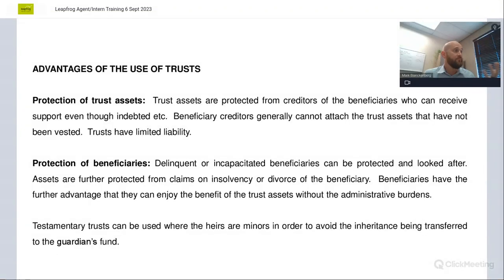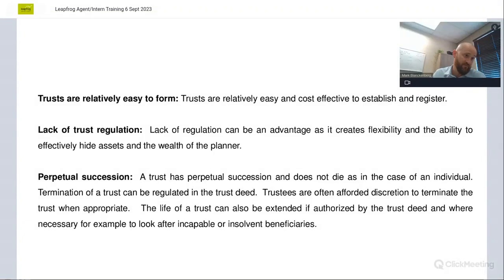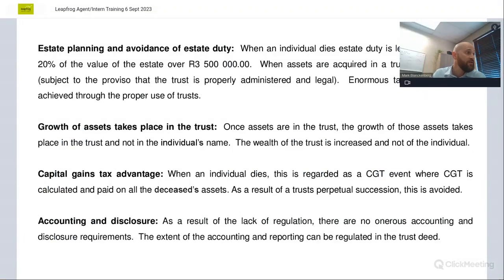Okay, so we've done a list of the advantages of using a trust, but I think, guys, the most important one, by a long way, the reason why people put property into trust is estate planning and avoidance of estate duty. I know we've got a bunch of different benefits there, but this is really the most important one, especially for the mega wealthy.